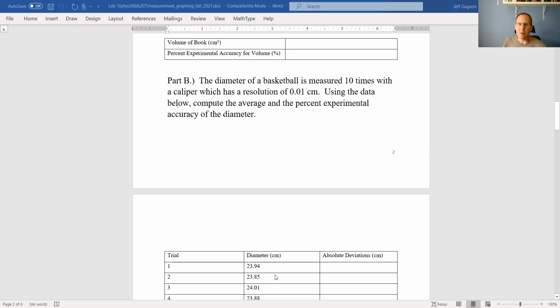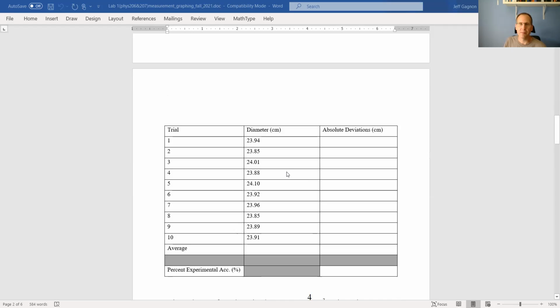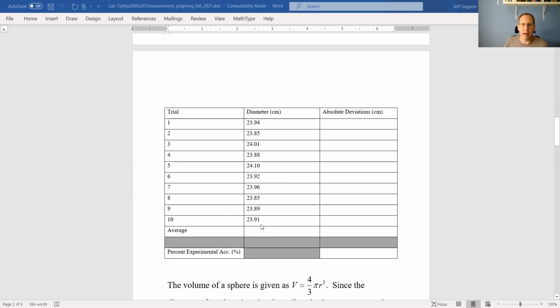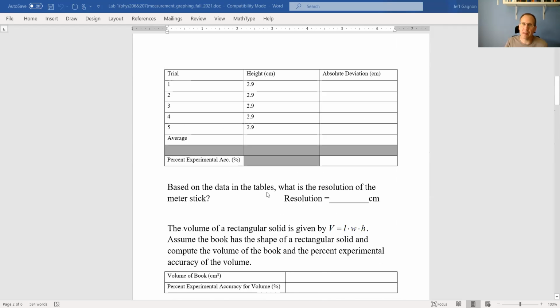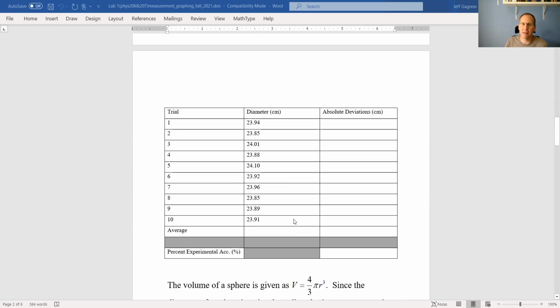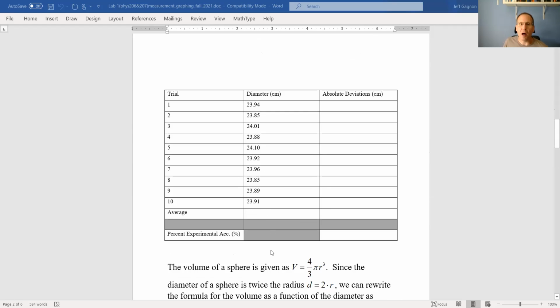Using the data below, I want you to compute the average diameter and then the percent experimental accuracy for the diameter. So just like before, you're going to find the average, make sure that you round to 2 decimal places. Whereas before, up here, you're rounding to 1 decimal place, here, you're rounding to 2. And then also compute the percent experimental accuracy.